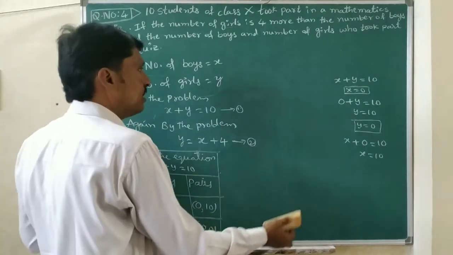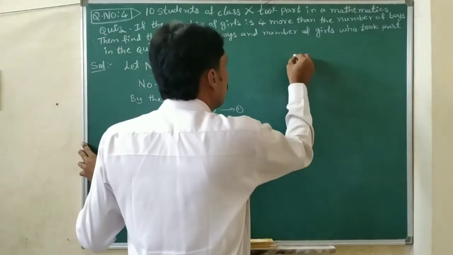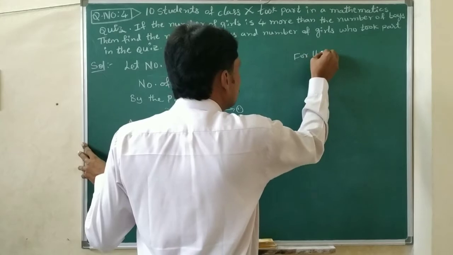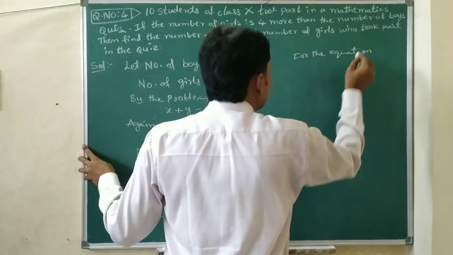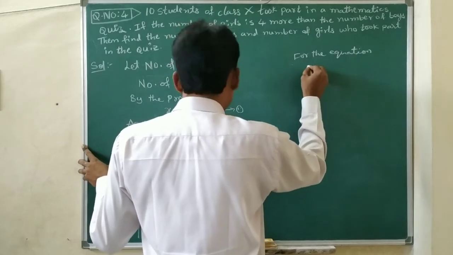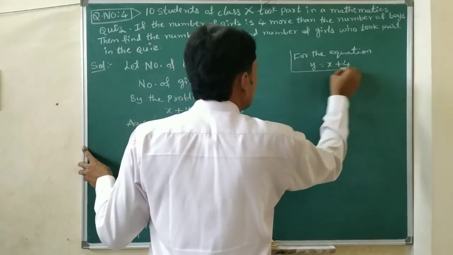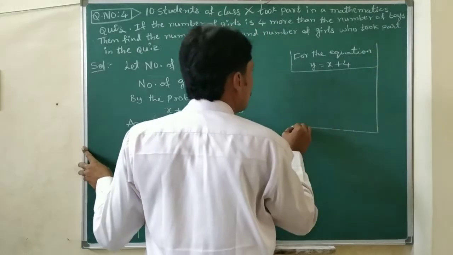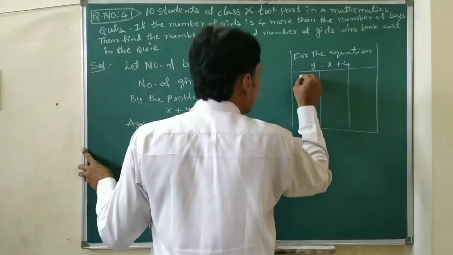Next, second equation. For the equation, what is the equation? y equal x plus 4. So here x value, y value and pairs.